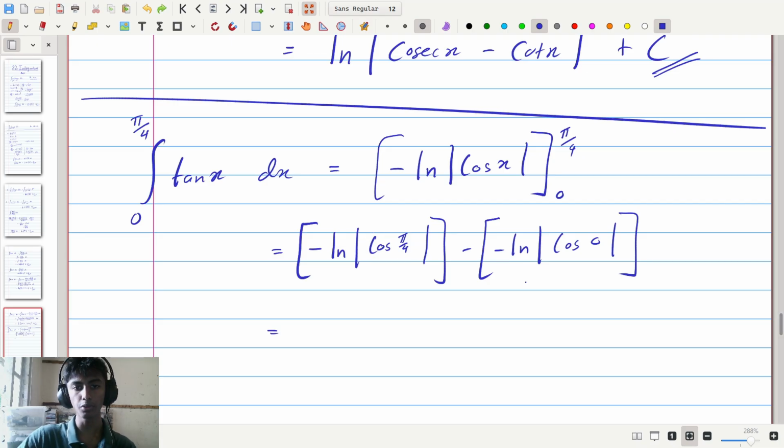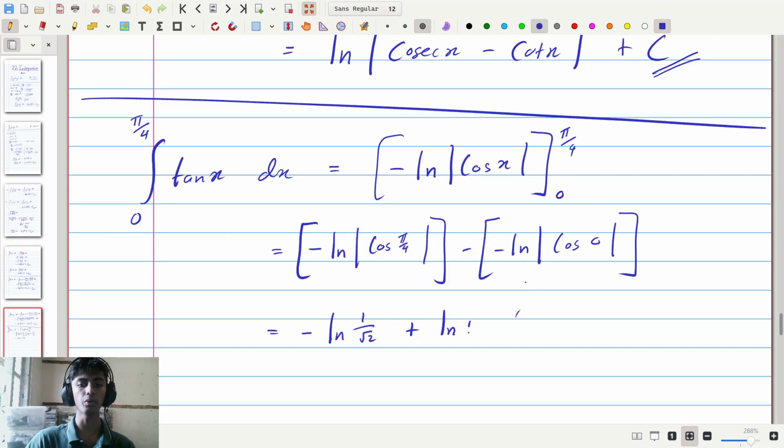Now then, taking the thing on the left, the cosine of pi by 4 is equal to 1 divided by the square root of 2. The absolute value of 1 divided by the square root of 2 is equal to 1 divided by the square root of 2, since it is a positive value. Therefore, on the left, what we have here is the negative logarithm of 1 divided by the square root of 2. And then this minus and this minus will cancel to give us a plus. So what we have is a plus natural logarithm of the cosine of 0, which is 1, and the absolute value of 1 is going to be 1. So what we have here is simply the natural logarithm of 1.